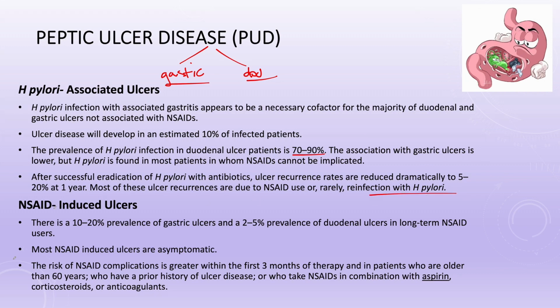Now, NSAID ulcers are the second most common cause of peptic ulcer disease, 10 to 20% of prevalence in gastric ulcers, and 2 to 5% of duodenal. Okay, so it is more commonly causing gastric ulcers. Most NSAID ulcers are actually asymptomatic, but the risk of getting NSAID ulcers is greatest within the first 3 months of initiating therapy. And then, of course, those that are older, have a prior history of ulcers, or who take NSAIDs in combination with aspirin, steroids, or anticoagulants.